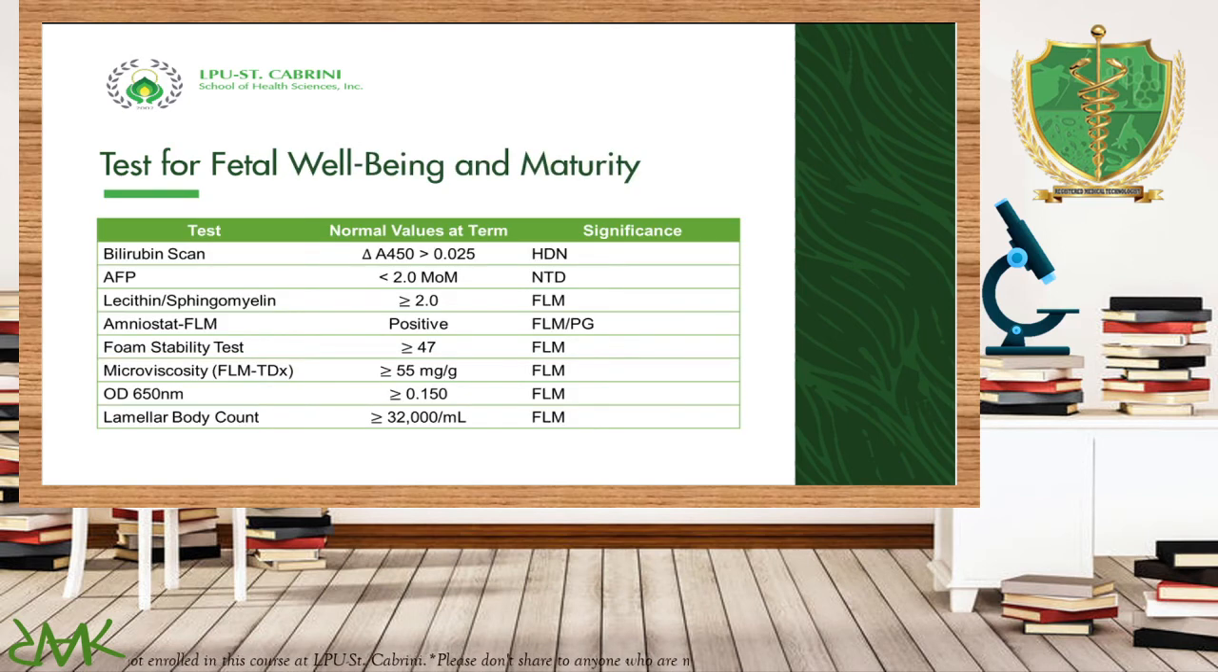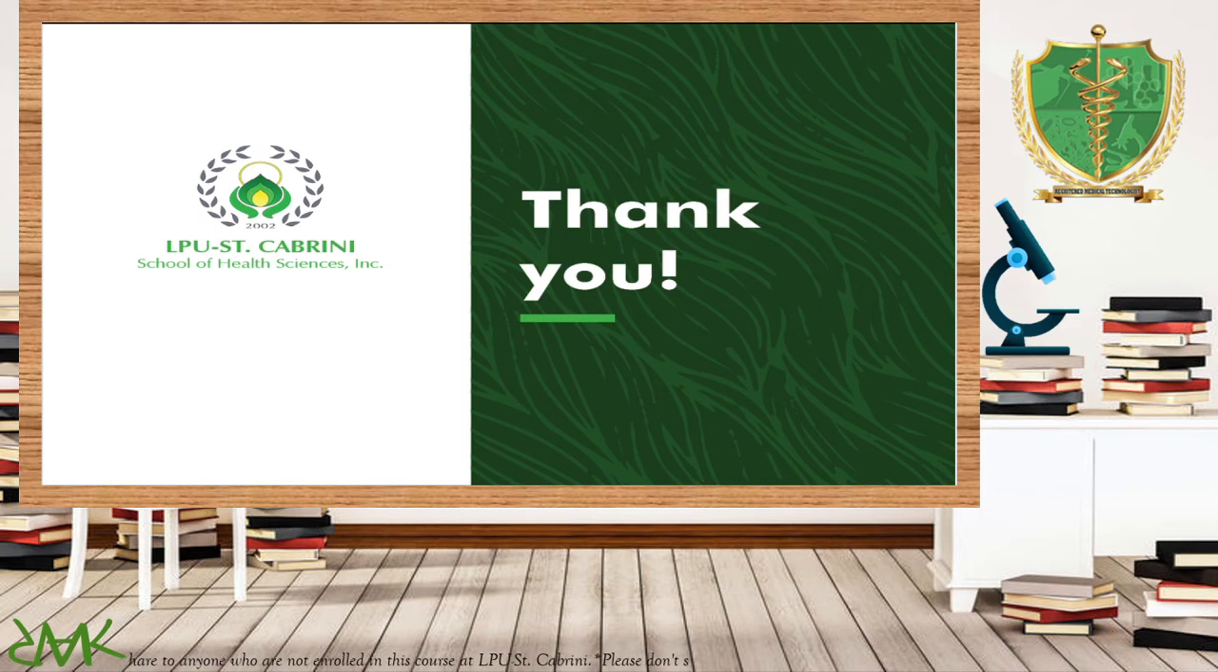Okay? Now, for the fetal well-being and maturity, these are the tests that can be done, and the significance of each test. Okay? So: bilirubin scan, HDN; AFP or alpha fetoprotein, neural tube defects; lecithin sphingomyelin, FLM; amniostat, FLM; foam stability, FLM; microviscosity, FLM; OD650, FLM; and lamellar body count is FLM. That's basically our amniotic fluid.